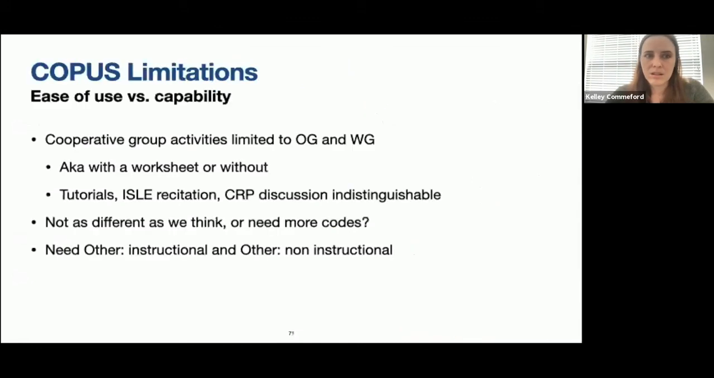Right. So we also ran into some limitations using COPUS. We chose COPUS because it was easy to implement in a live observation. Our cooperative group activities were really limited to only WG, so working in groups with a worksheet, and OG without a worksheet. And this really manifested itself in our latent profile analysis as well. So it could not tell the difference between tutorials, IL recitations, and context-rich problem discussions.